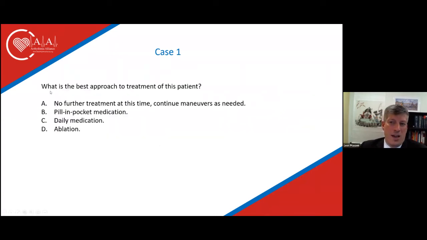So the question I have for the group is, what's the best approach to treating this patient? A, no further treatment at this time, just continue maneuvers as needed. B, proceed with pill in pocket medication. C, start a daily medical regimen. Or D, proceed with ablation.